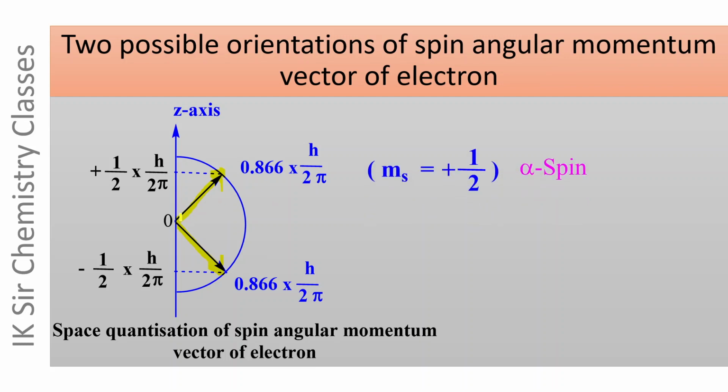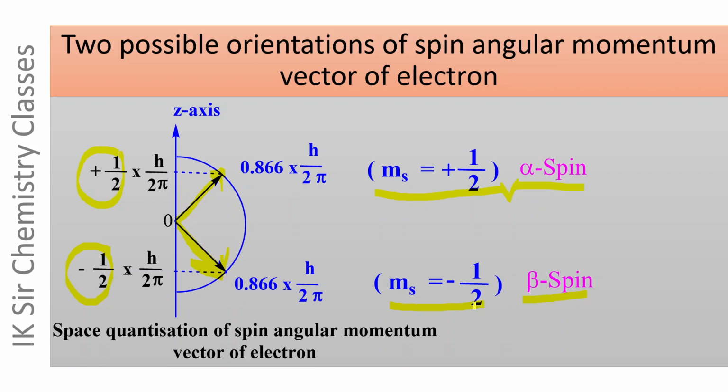This electron having a spin in the upward direction is said to have alpha spin. Here the value of ms is plus half, and the vector is in the upward direction. Such an electron having ms equal to plus half is said to have alpha spin. On the other hand, this electron has ms minus half, and the spin angular momentum vector is represented in the downward direction. It is said to have beta spin. Thus, there are two orientations of the spin angular momentum vector of the electron. One has ms equal to plus half, and it has alpha spin. The other has ms equal to minus half, and it has beta spin.